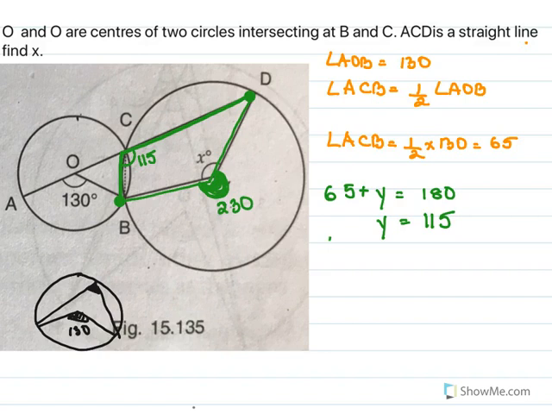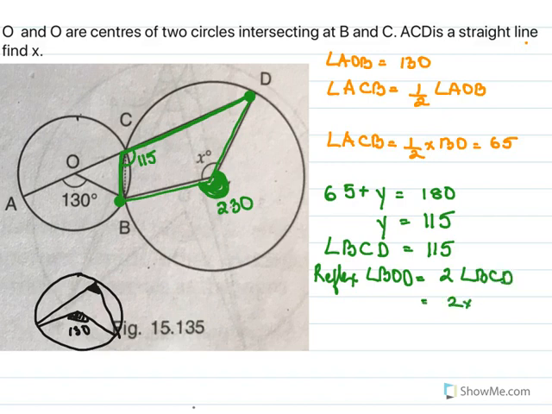So again, I just write that. We knew angle BCD is 115, which is BCD here. BCD is 115. Therefore, we find angle BOD, double of it. So reflex angle BOD equals twice angle BCD. That is twice 115, that is 230.